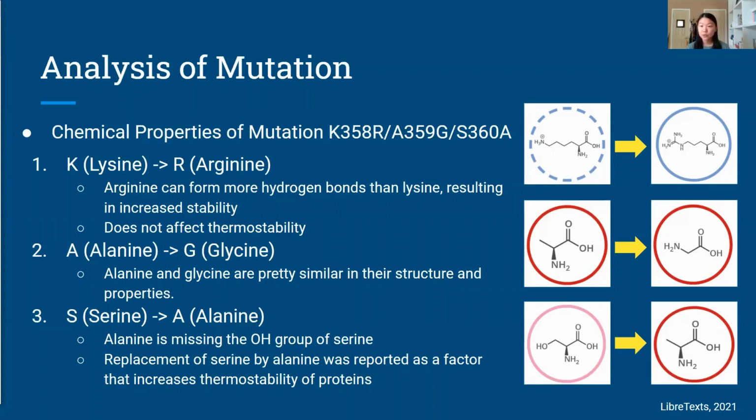And the second mutation was from alanine to glycine. As you can see from the picture, alanine and glycine are pretty similar in their structure and their properties. And the last mutation was serine to alanine, and alanine is missing the OH group of serine, so the replacement of serine by alanine was reported as a factor that increased the thermostability of proteins. So this analysis would help show how certain mutations of amino acids can impact the properties of RT in terms of thermostability and processivity.